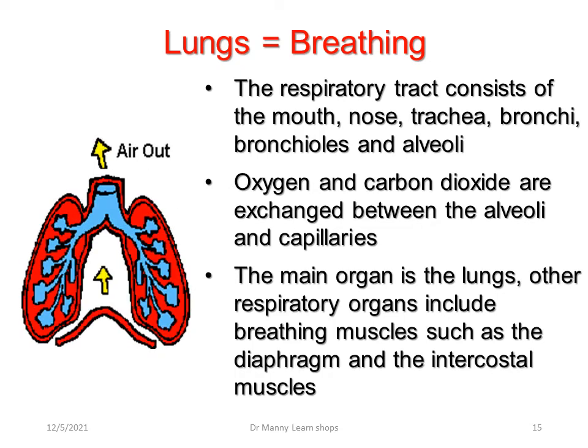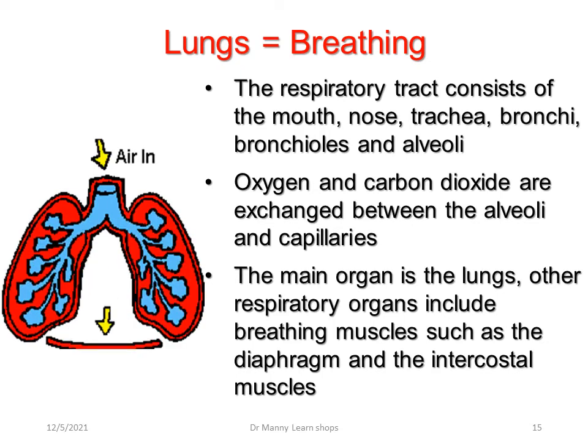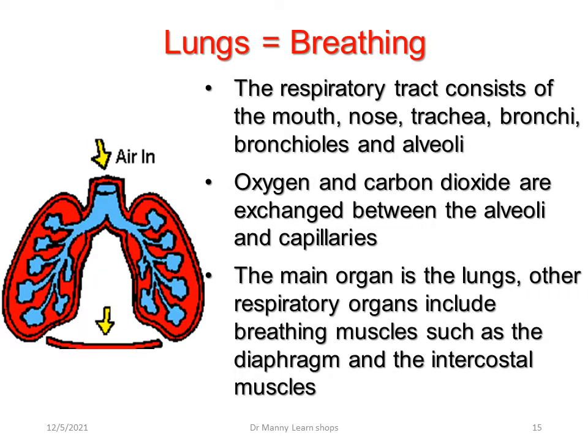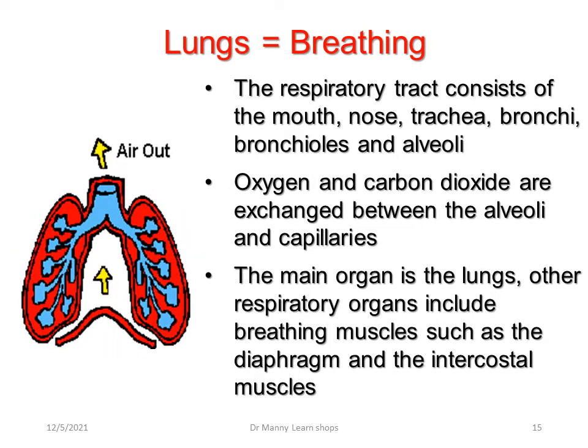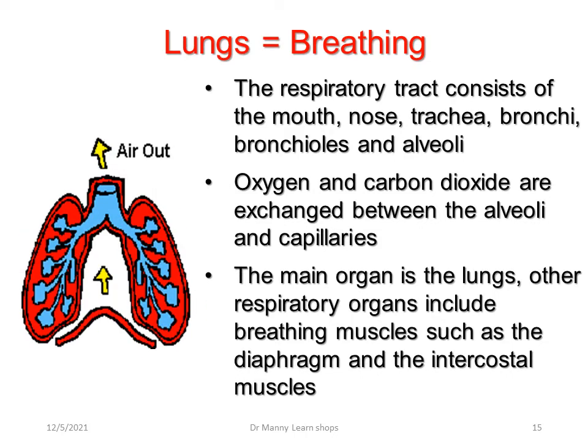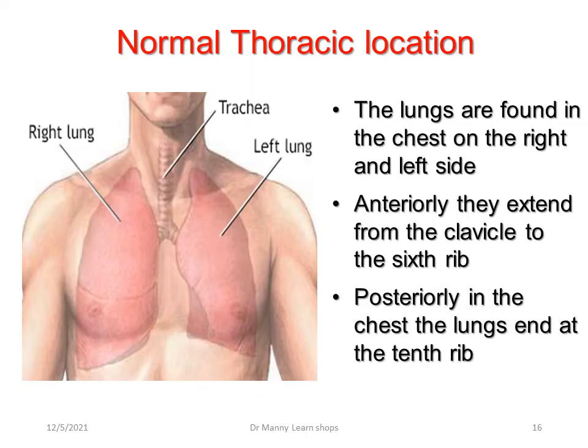When we look at the lungs, we basically mean breathing. The respiratory tract consists of the mouth, nose, trachea, bronchi, bronchioles, and the alveoli. Oxygen and carbon dioxide are exchanged between the alveoli and the capillaries. The main organ, however, is the lungs. Other respiratory organs can include the breathing muscles, such as the diaphragm, and the intercostal muscles, internal and external. Now, the lungs are typically found in the chest, on the right and left side. Anteriorly, they extend from the clavicle to the 6th rib, and posteriorly in the chest, the lungs end at the 10th rib.